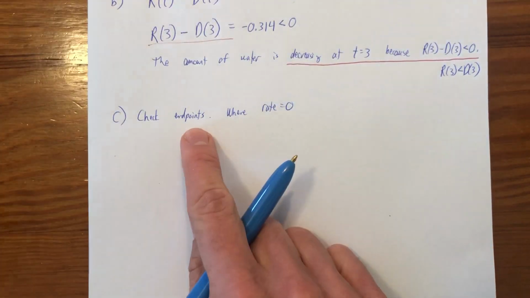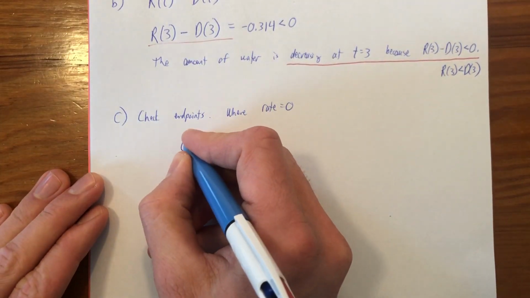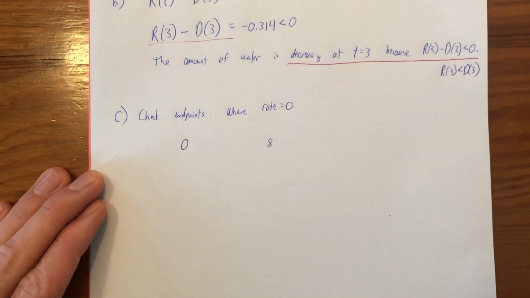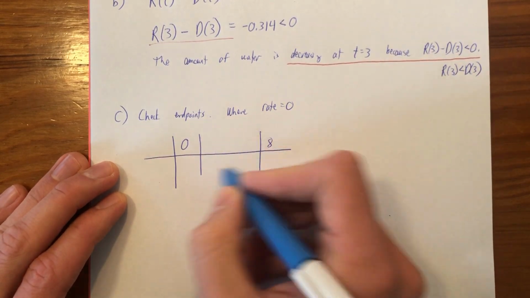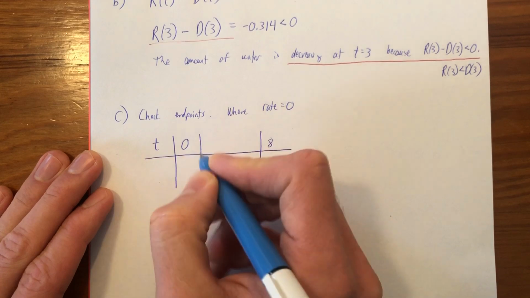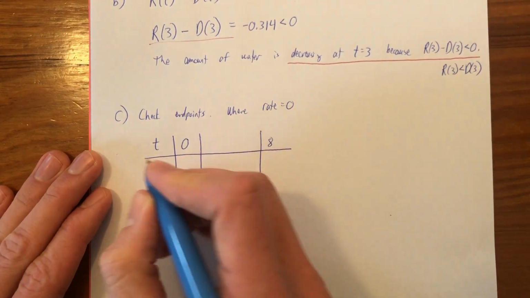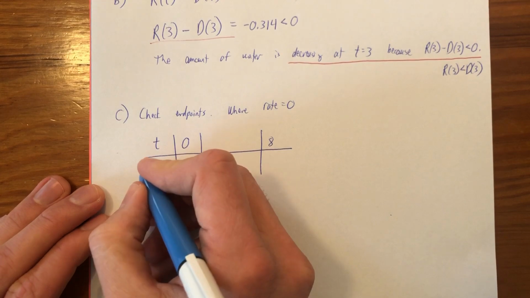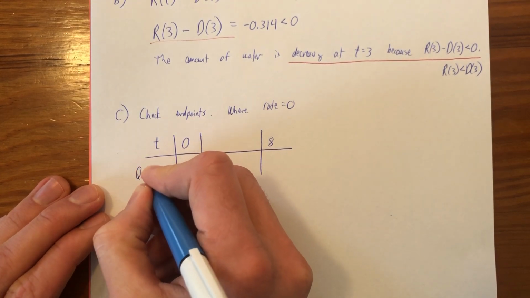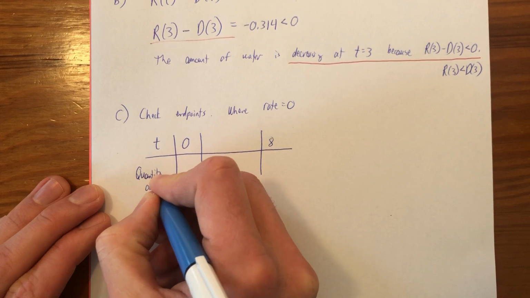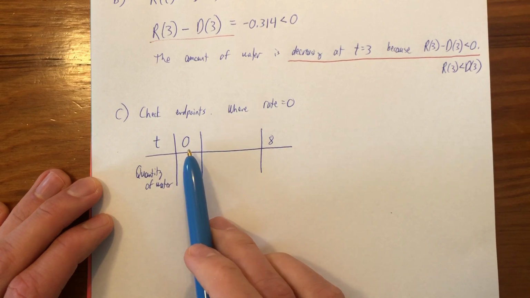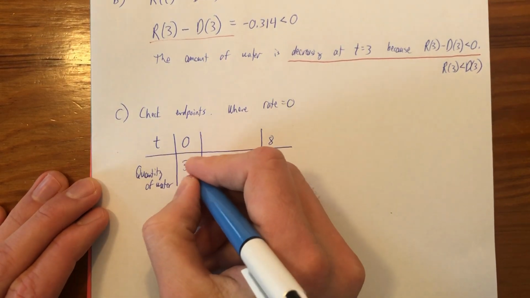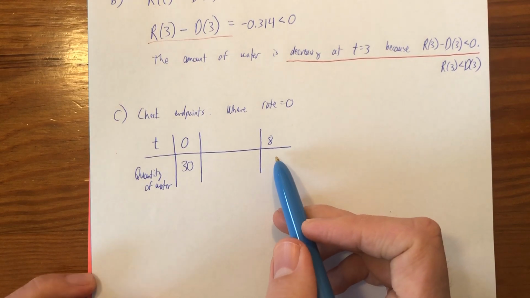And at what time is the amount of water in the pipe at a minimum? Okay, well, the endpoints, that's going to be at 0 and at 8, right? Okay, so we have that. And we might have some other stuff inside here. So we have some time 0, time 8, and then we're going to have the quantity of water. Well, let's go for the obvious. How much water do we have in the tank at time t equals 0? 30. There we go.